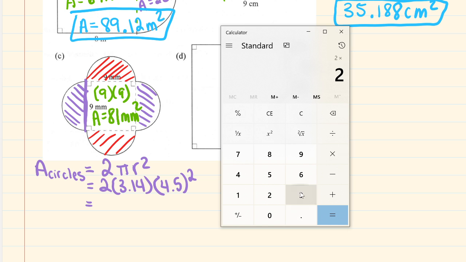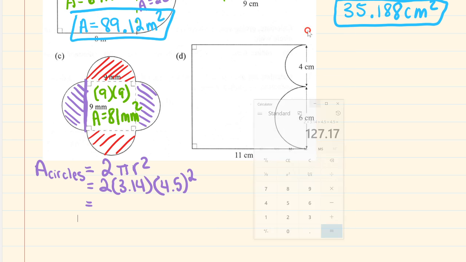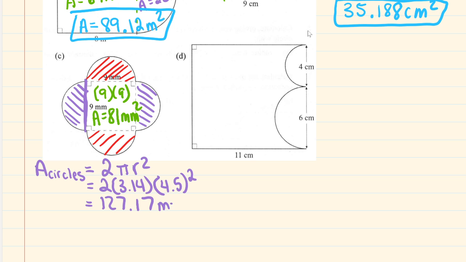Two times 3.14 times 4.5 times 4.5. That's 127.17 square millimeters. Now, if you remember, the purple part I'm doing right here is just the area of the 2 circles. So we're going to have to go back and add it to the green square for the full shape.